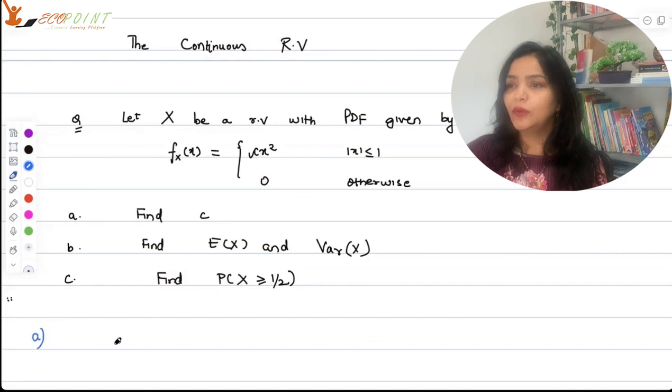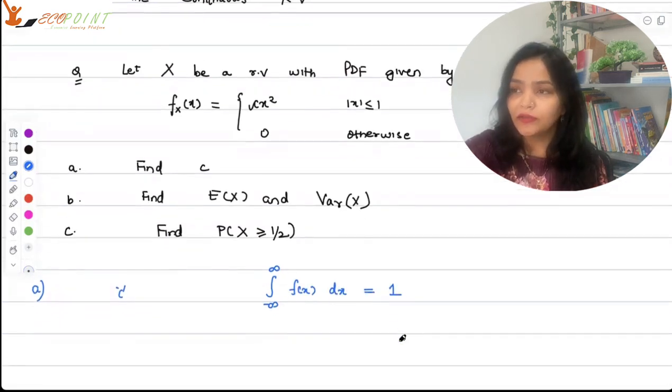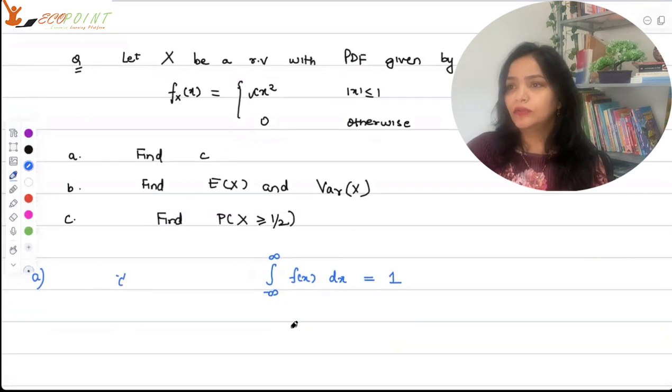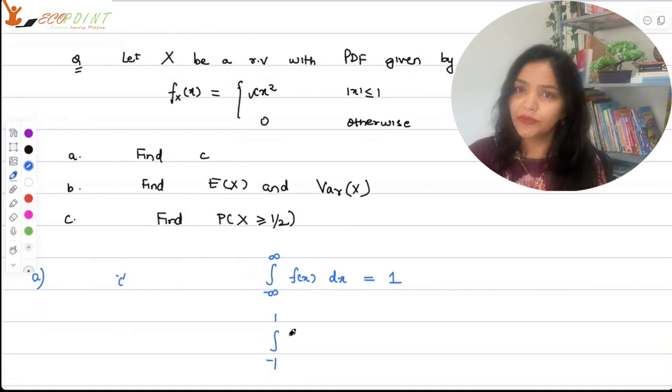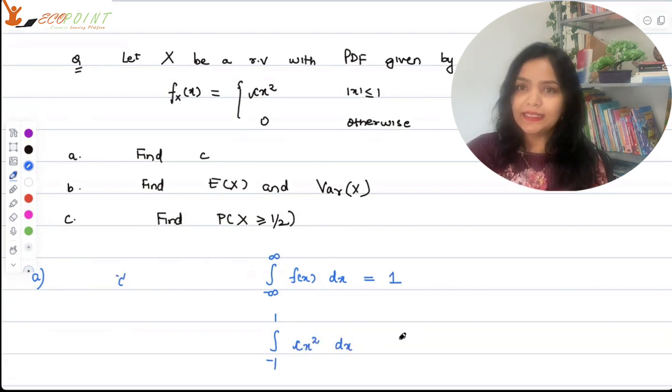Part A of the question, finding C. So what we know is that the total probability between -infinity to infinity, if it's a valid PDF, then the total area under this curve should be equal to 1, right? So therefore, since x is defined as 0 elsewhere, between -1 and 1 it is defined as cx squared. So the integral between -1 and 1 of cx squared dx should be equal to 1.